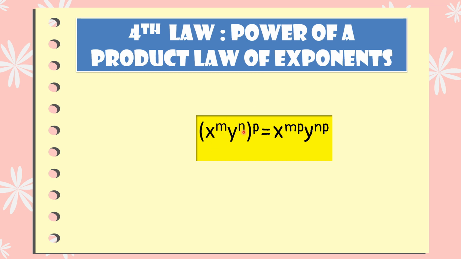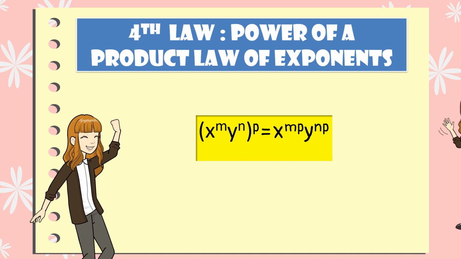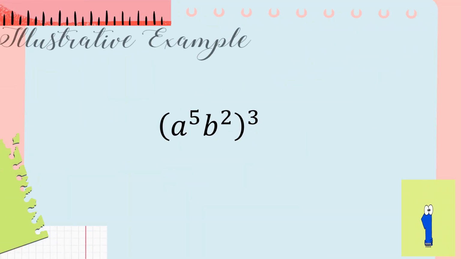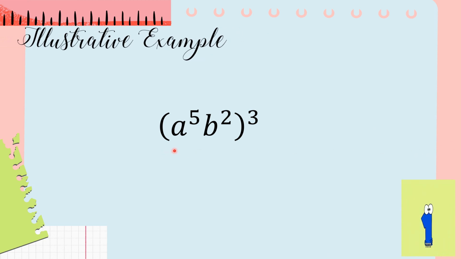X raised to m times y raised to n, all raised to p, is equal to x raised to m times p. So exponent inside multiplied by the exponent outside. For y, exponent inside n multiplied by the exponent outside p. So x raised to mp, y raised to np. So let's try to answer this one.